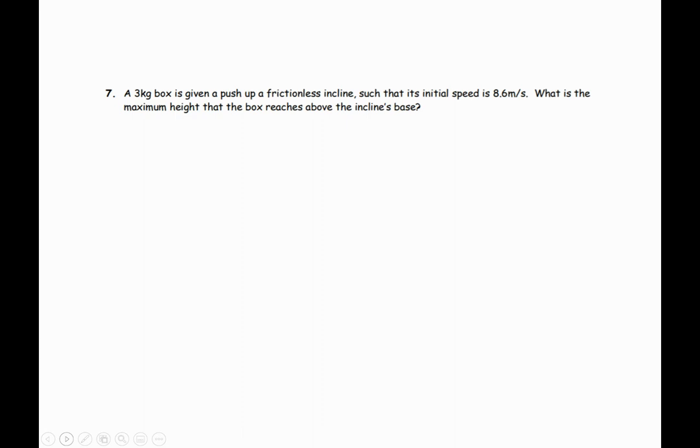So let's put this idea of energy conservation to practice. We have a 3 kilogram box given a push up a frictionless incline, such that the initial speed is 8.6 meters per second. What is the maximum height that the box reaches? So we're looking at an incline here.